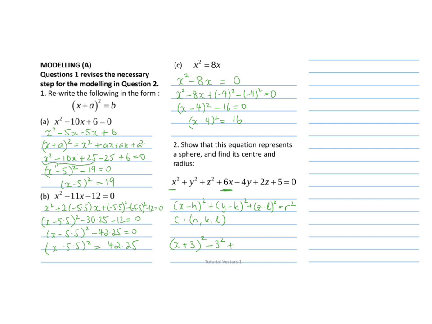Then we have our y's. So we've got y squared minus 4y. So half of minus 4 is minus 2. So minus 2 all squared is 4. But we're going to add 4, so we have to minus 4. So we have (y − 2)². This is adding the 4. So now we're going to minus the 4.